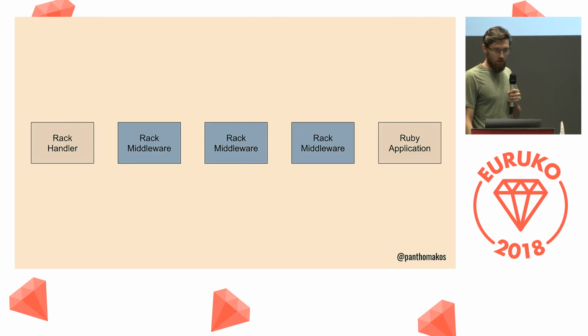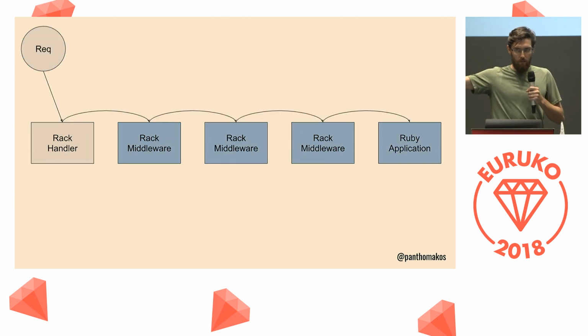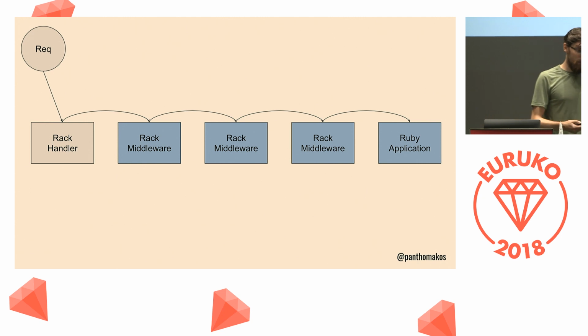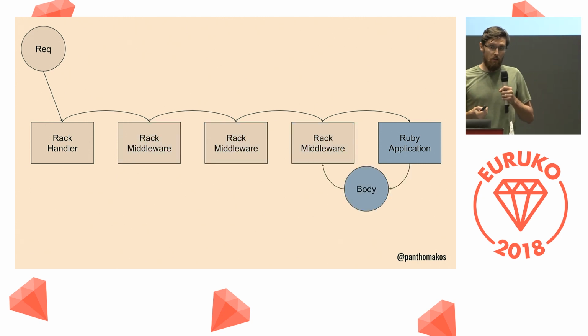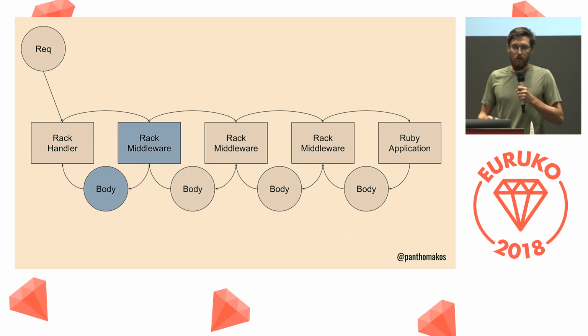So for the visual learners, here's what it looks like. You have that Rack middleware. You get a request. It goes all the way down to the Ruby application. That Ruby application is actually generating a body. That body can either get passed back up or proxied along the way through the middleware stack.